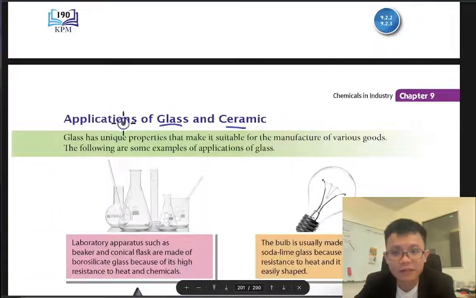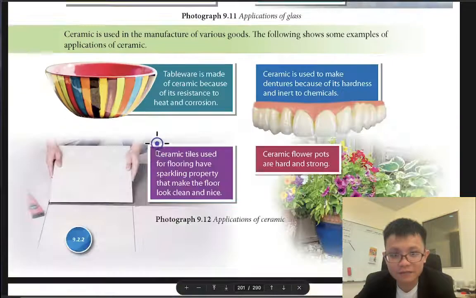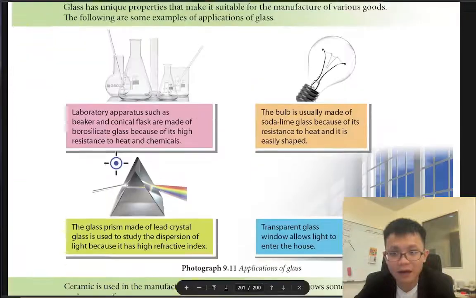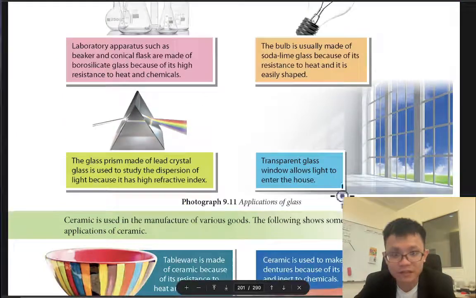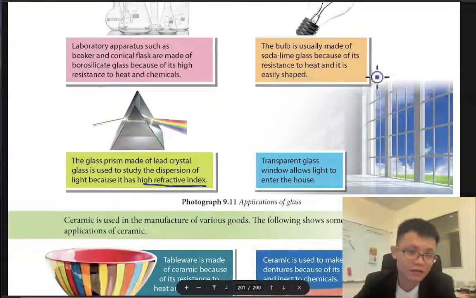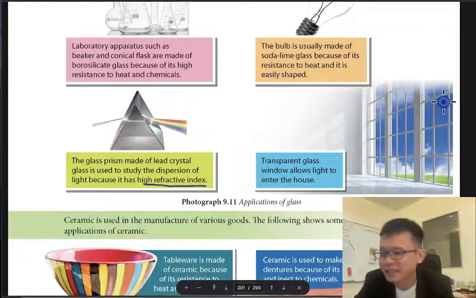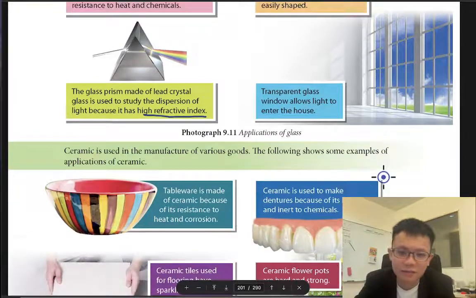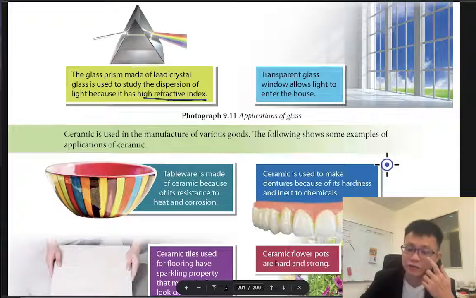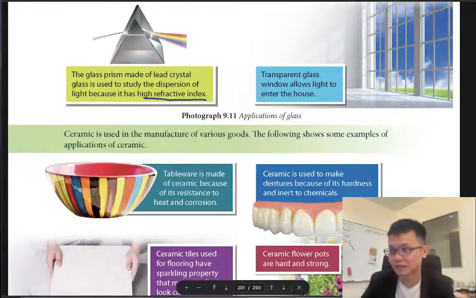Okay, where was I? Applications of glass and ceramic, which we already learned. Light bulb, laboratory glass, prism. This is obviously where you need a high refractive index, transparent glass, and want to make it beautiful. We don't want to use plastic. Plastic is not so nice, but plastic won't break. Glass is beautiful. But for my spectacles, I use plastic, and for you guys also, I recommend you use plastic.